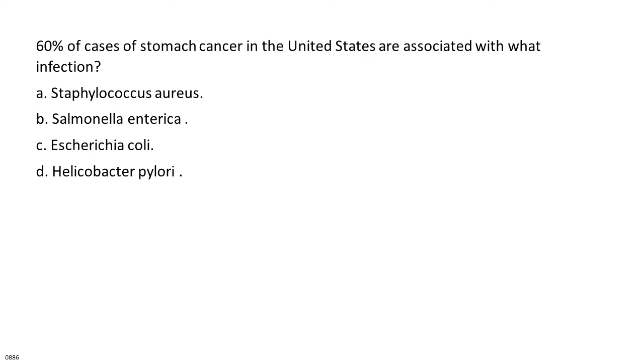60% of cases of stomach cancer in the United States are associated with what infection? A. Staphylococcus aureus. B. Salmonella enterica. C. Escherichia coli. D. Helicobacter pylori.